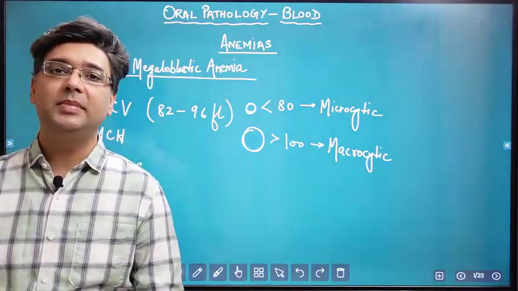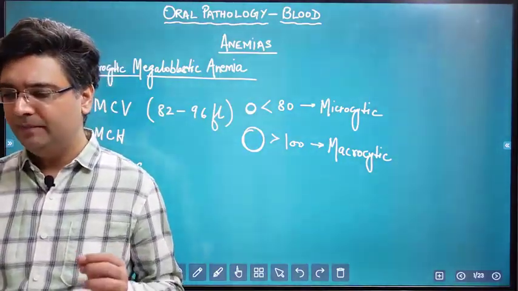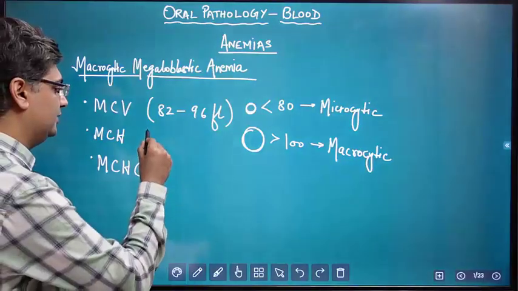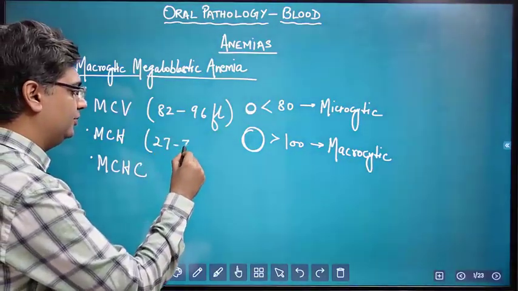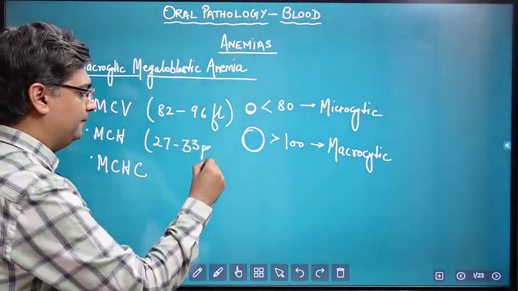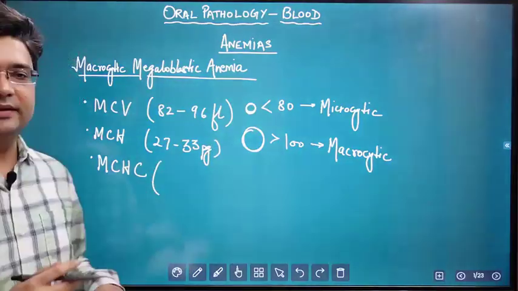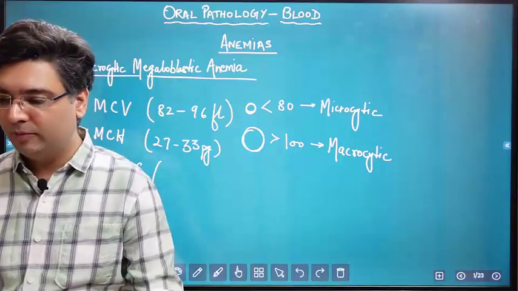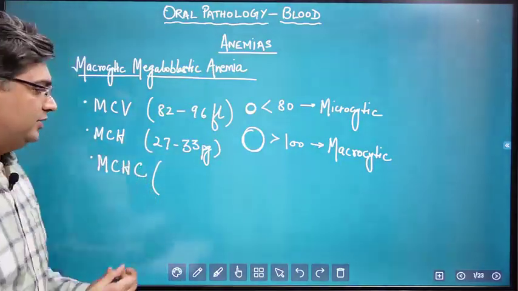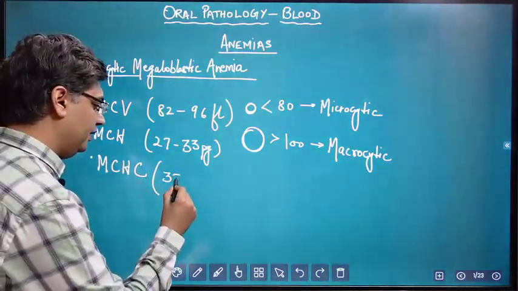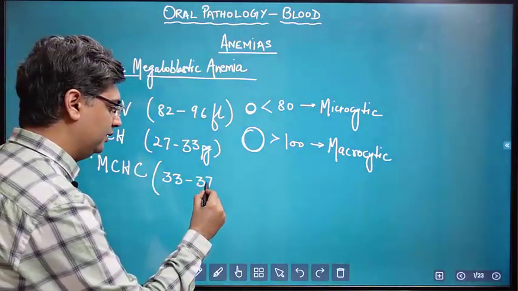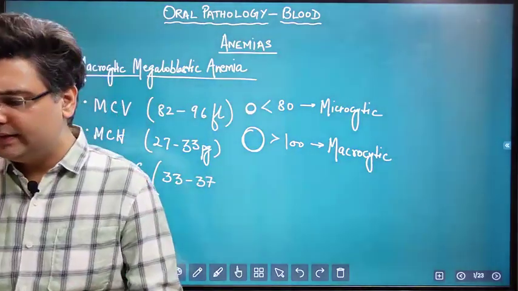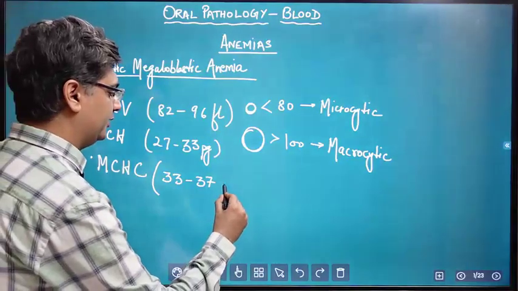Next is the MCH, which is the mean corpuscular hemoglobin, and the range for this is 27 to 33 picograms. And next is the MCHC, which is the mean corpuscular hemoglobin concentration, ranging from 33 to 37 grams per deciliter.